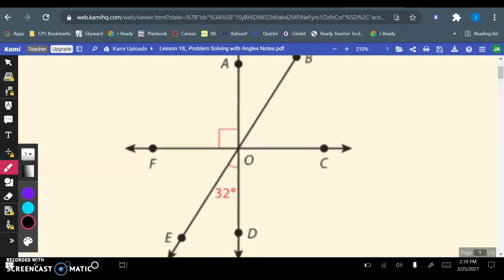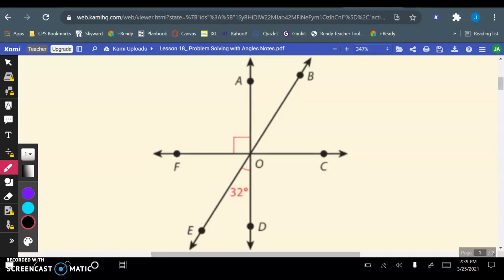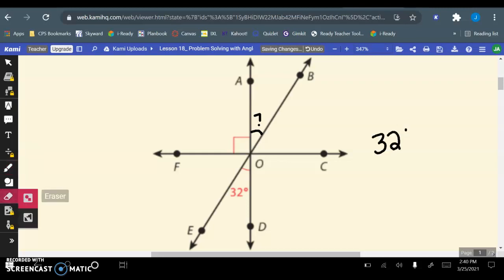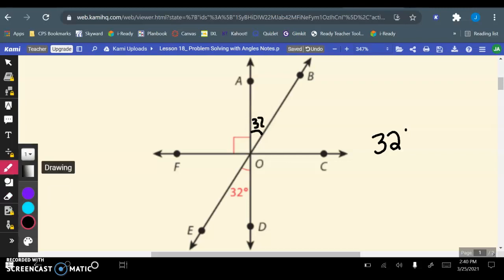So if I look, we need to figure out the measure of this angle right here. What is that one? Well, if we look, it is exactly opposite of that 32 degrees. So it is the exact same. Those are called vertical angles, and we'll talk about those in a little bit, but angle AOB is 32 degrees. So I'm going to label that one.